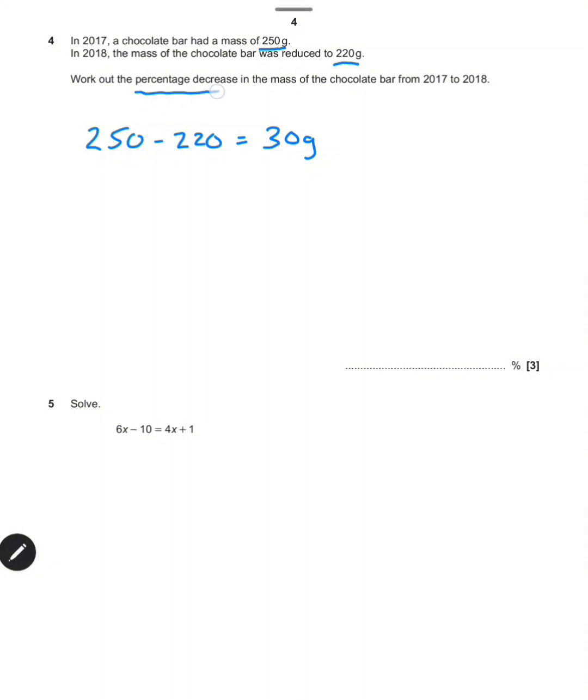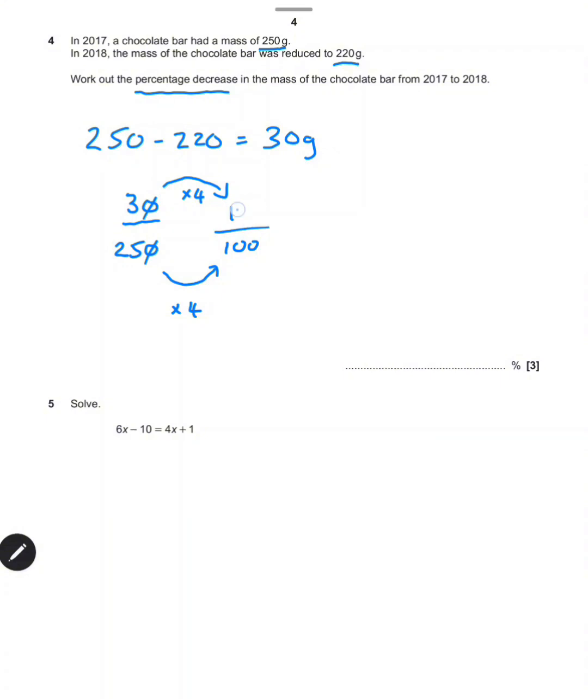For percentage change, we want the change divided by the original, and it originally weighed 250, and then we're going to multiply that by 100 to change to a percentage. 30 divided by 250, well, that's the same as 3 divided by 25. Now, I might not want to do 3 divided by 25. Instead, to get this to a percentage, I can get rid of that and just times top and bottom by 4. What I'll get then is something out of 100, and that straight away is my percentage.